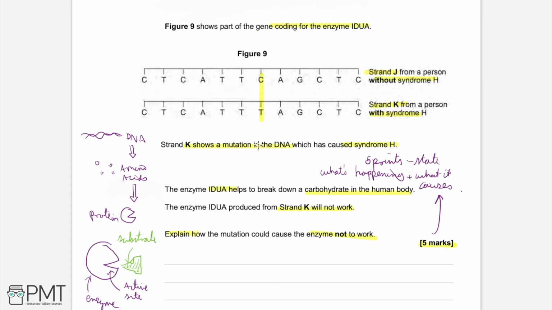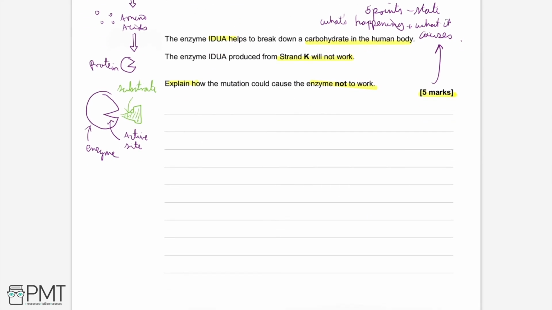So, let's discuss this. The change to the base will change the amino acid in the sequence. This will in turn change the shape of the protein. Now, since this is an enzyme, it's going to change the shape of the active site. Since the active site has changed shape, it will no longer be complementary to the substrate, hence it will no longer work. Okay, let's use this information to write our answer.